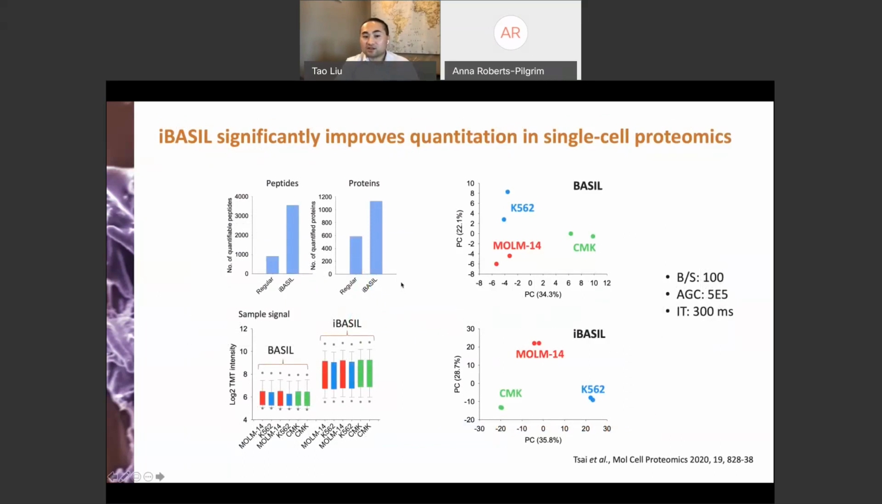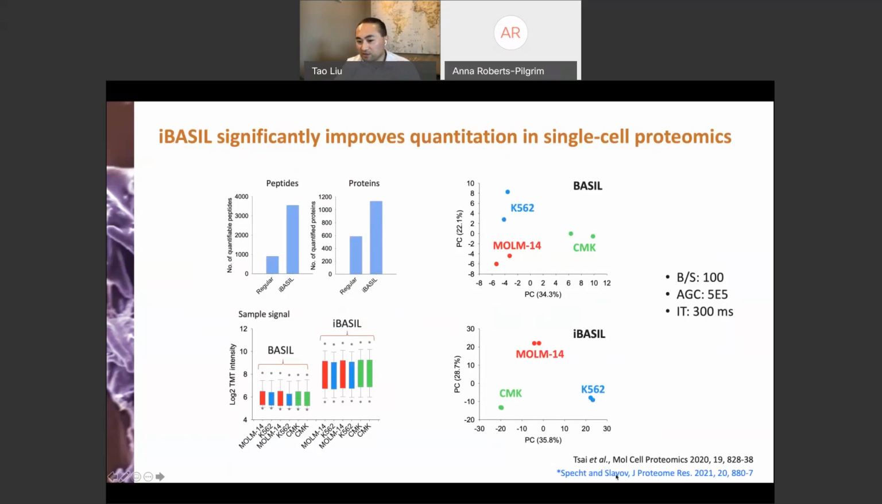And if you compare this improved BASAL approach to the original BASAL approach, which is typical bulk analysis mass spec conditions, you can see there's a huge increase in identifications, and also in the sample signal from these sample channels. And then, in this very simplistic view of the quantitation quality, you can see iBASAL is improving the quantitation quality quite a bit, judging by the reproducibility across these replicates of the 3 different AML cell lines.